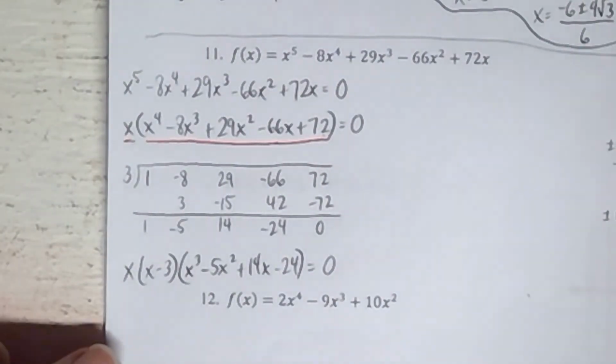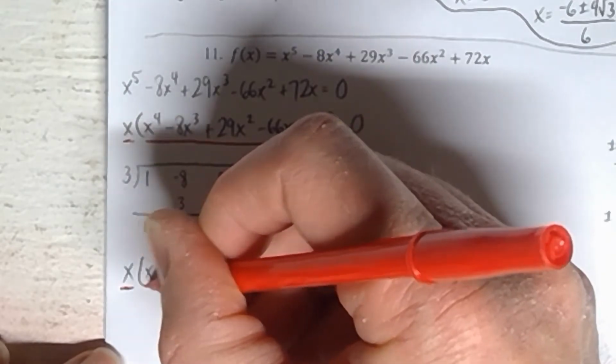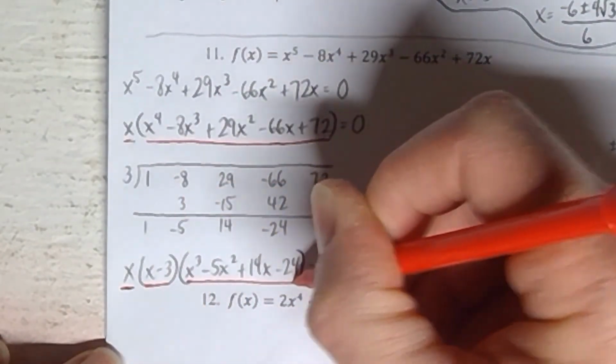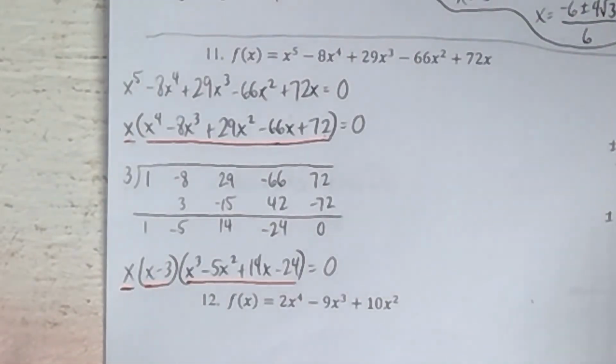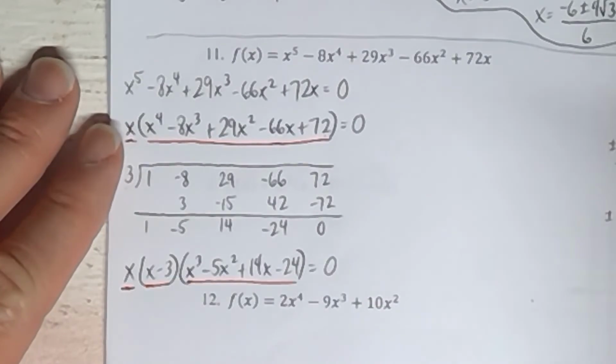What do we have now, you guys? We have a linear factor, x minus 0. We have another linear factor, x minus 3. And then finally we have this factor that is neither linear nor quadratic because of the x to the third term. So we have a little bit more work to do. All right, let's go ahead and try.